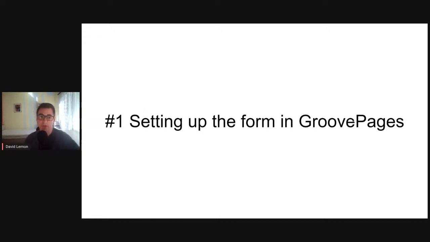So the first thing we will be doing is setting up the form in GroovePages. In order to make the connection work, we need to set up some information that we'll be sending over to Zapier. This information cannot be your design or your text on the website, but it can be if somebody fills out a contact form on your site. This information that somebody filled out, we can do something with.